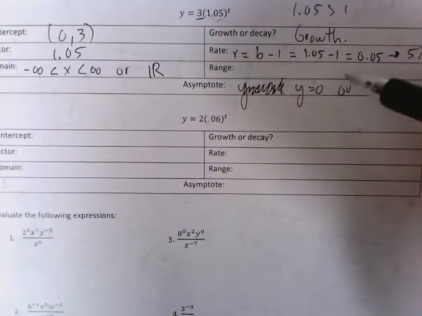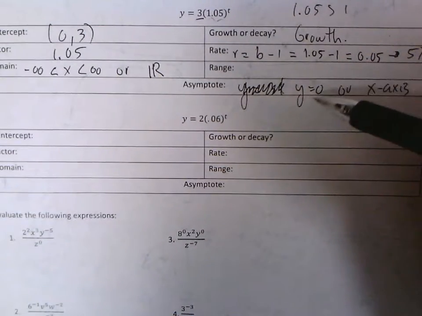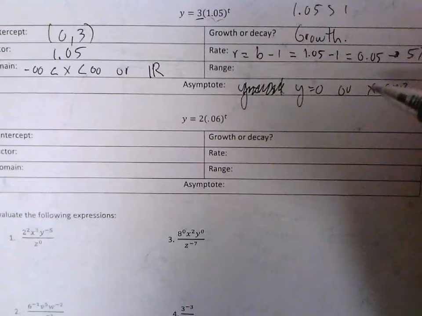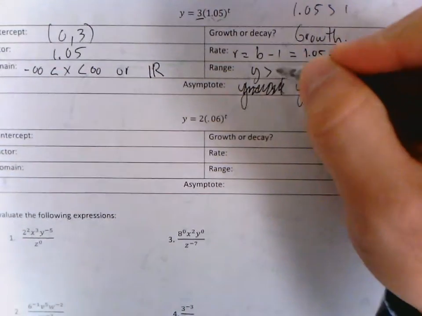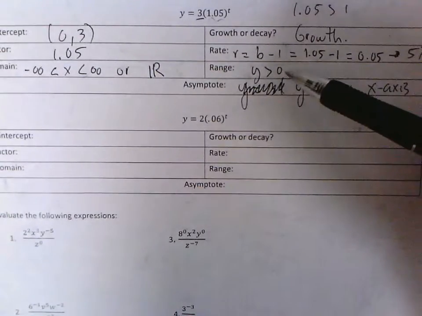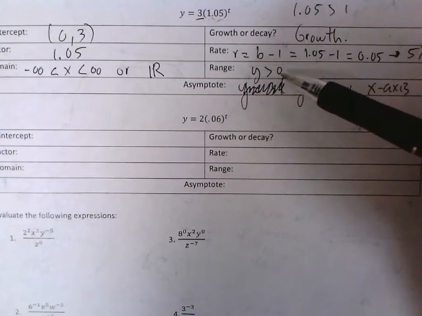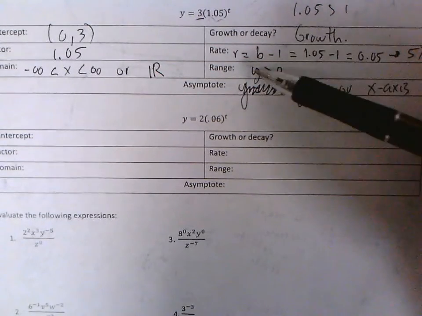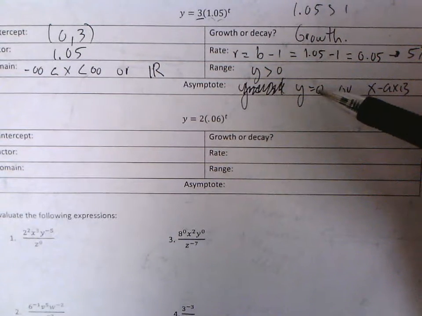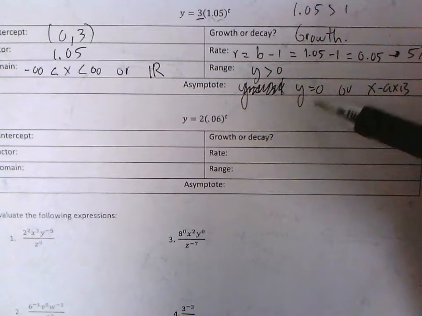So that means that the graph is always trying to approach the line at the x-axis, but it will never touch it. Therefore, my range will be y is greater than 0. One more time. It's because my graph is always trying to approach this, but it will never touch it. So my range will never be 0 or any number below 0.